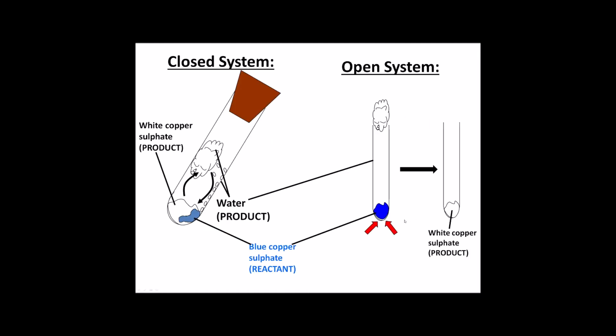Here we have another example. Like in the last lesson, we've got our copper sulfate. We're going to heat it up to produce our water, and this time we've got a closed system. We've got a bung in place. So as the water evaporates, it recondenses up in the colder part of the test tube and falls back down, and we end up with what's called an equilibrium. We end up with some white copper sulfate, we end up with some blue copper sulfate. In the open system, when we heat up the copper sulfate, the gases can evaporate and then leave the top of the test tube, so we're left only with our white copper sulfate as a product.